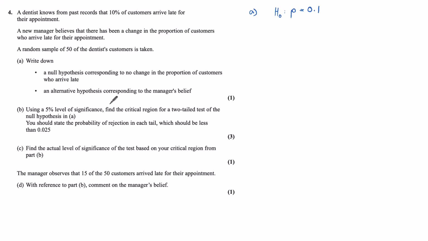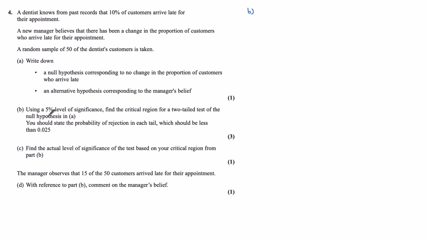An alternative hypothesis corresponding to the manager's belief. Now, this manager believes that there has been a change. And we're given hints in the question. If we look at part B, we're going to be using a 5% level of significance to do a two-tailed test. Now, two-tailed tests occur when we say it is not equal to the original percentage. This means we don't know if it's less than or greater than, but what we do assume is that there has been a change. So this is our alternative hypothesis.